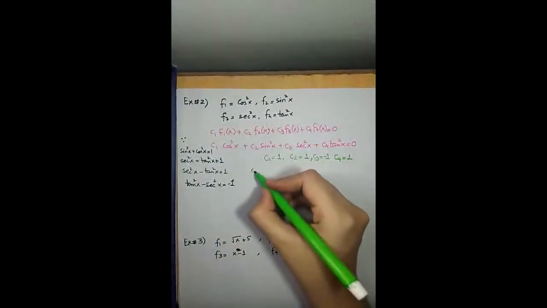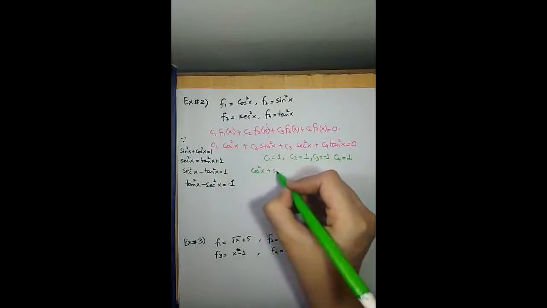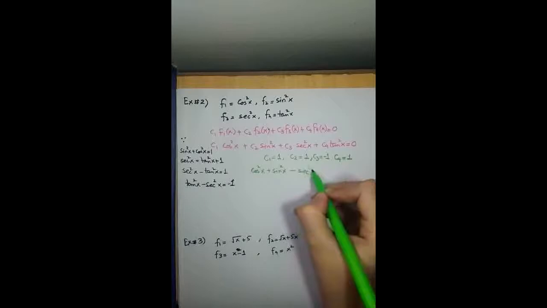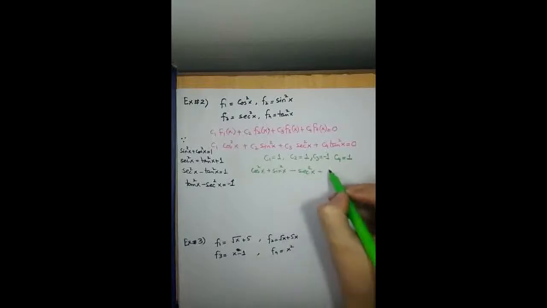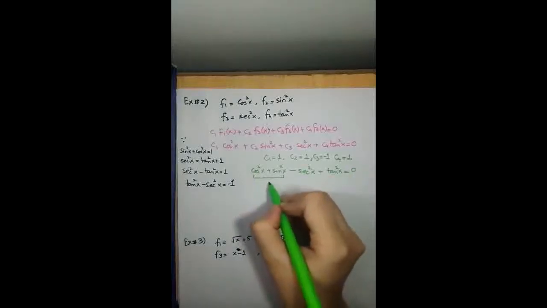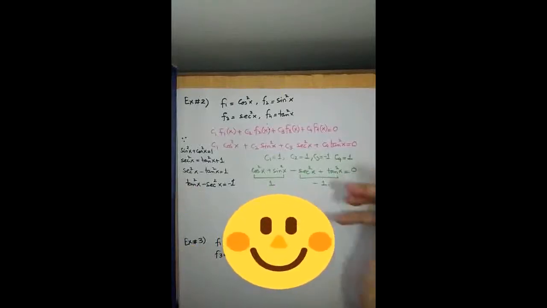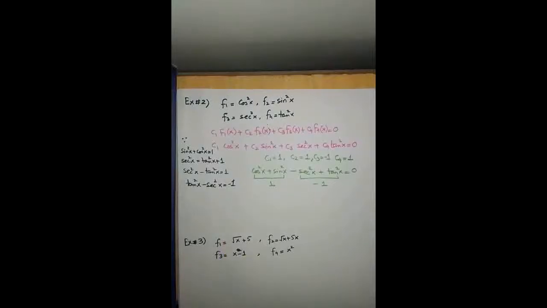0 or not. Cos square x plus sine square x, c2 is 1, minus secant square x plus tangent square x equals 0. So this is 1 and this is minus 1. Yeah, it is 0. Yes, this combination is good. Okay, you can also do any other combination or any other thing. So with this combination, it is only at least one.